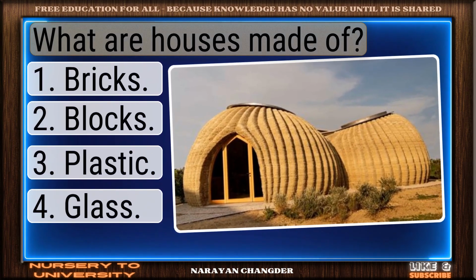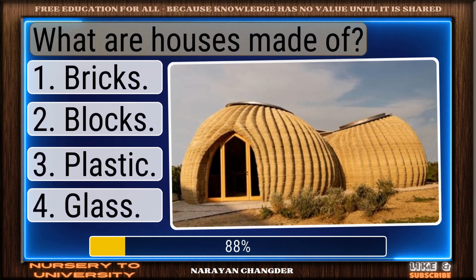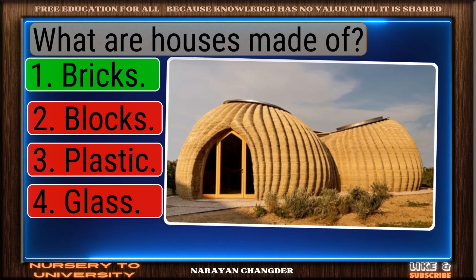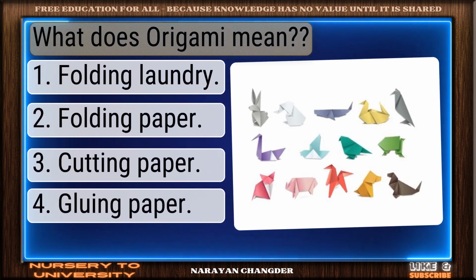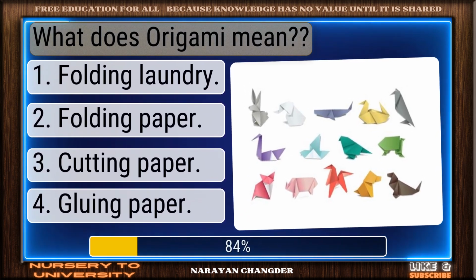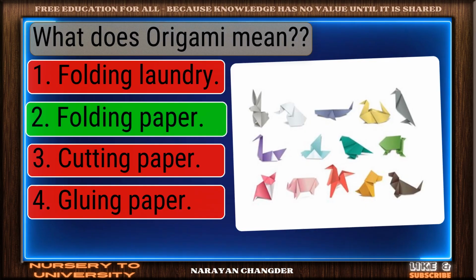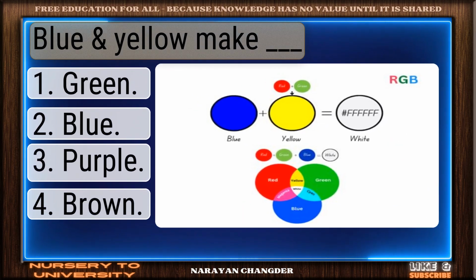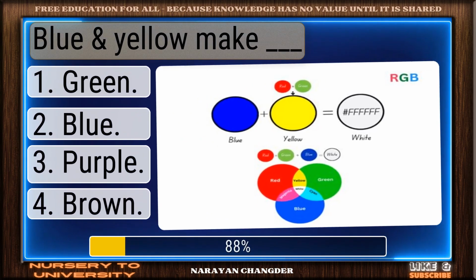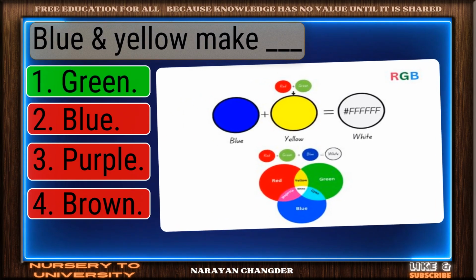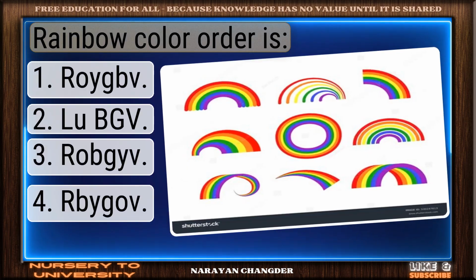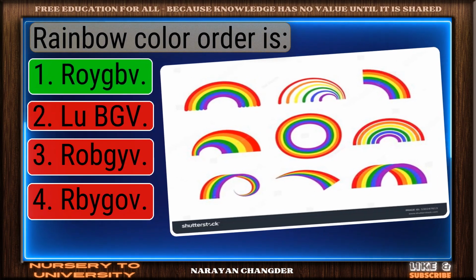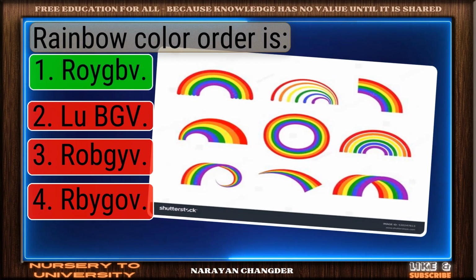What are houses made of? Sharp thinking. Bricks is the right choice. What does origami mean? Well picked. Folding paper is the correct answer. Blue and yellow make dash. Correct. Green is the right answer. Rainbow color order is. Nice work. You chose rooibos, and it is correct.